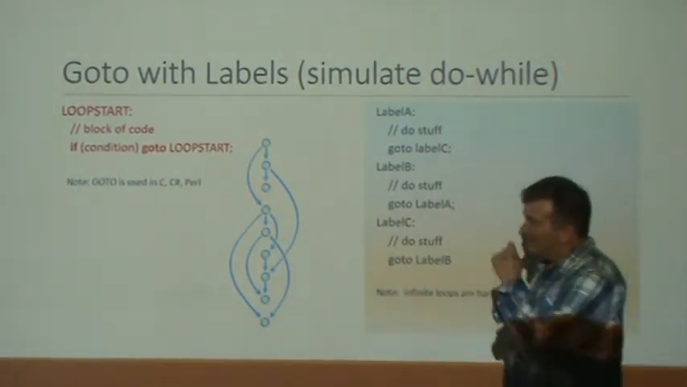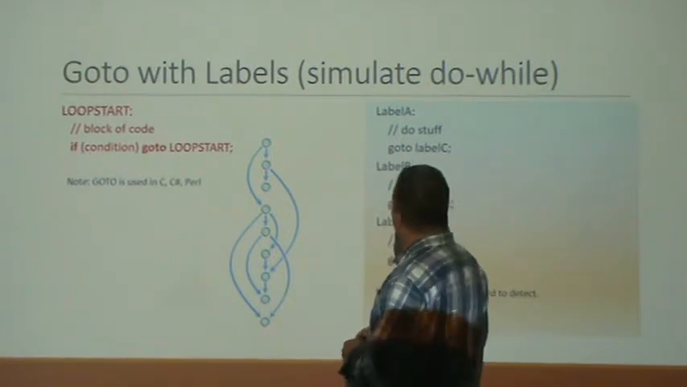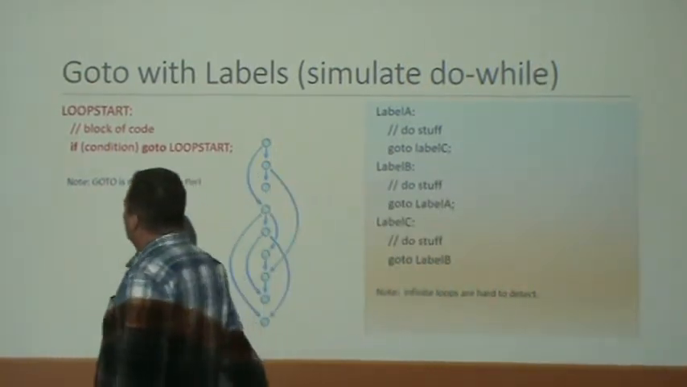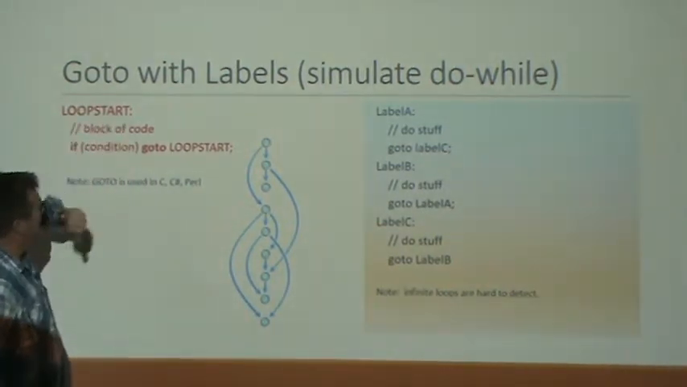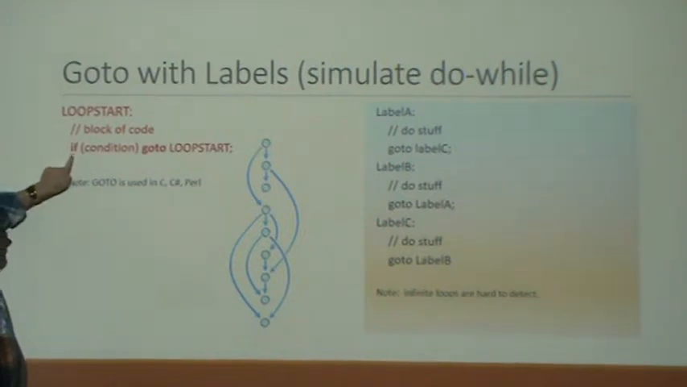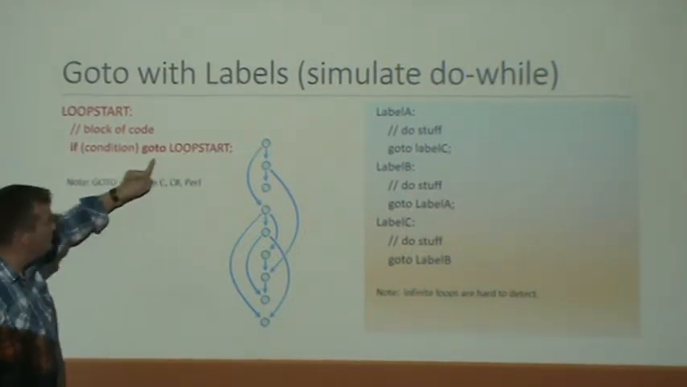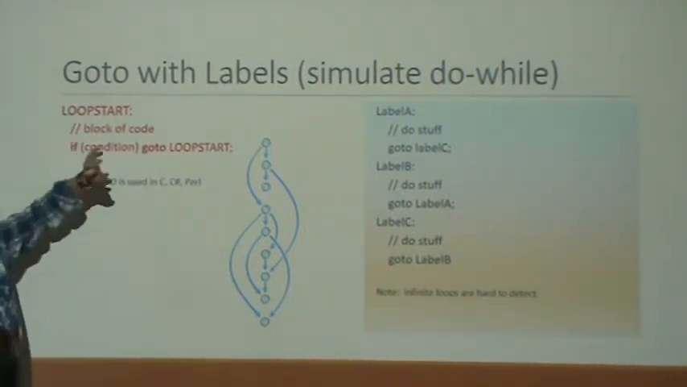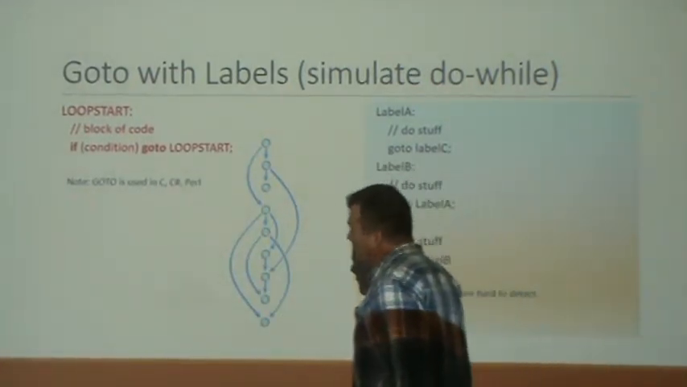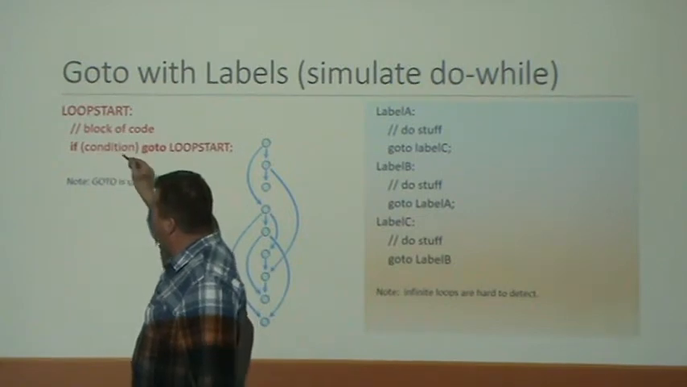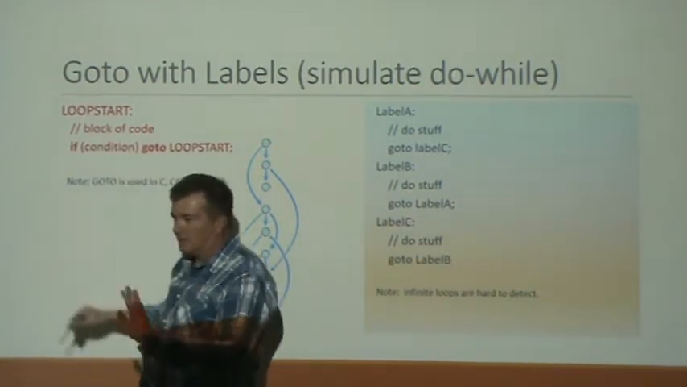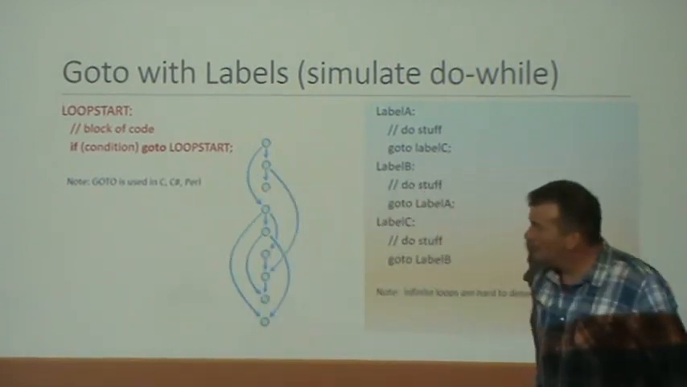So the idea is like this. You could say go-to with labels. You could simulate the do while. So you could say loop start, write a block of code, and then say if condition is true, go to loop start. So that's effectively just another way of writing a do while loop. Right? And you have a block of code, and then you say, hey, if this condition is true, do it again. And just keep doing that. Right? Very similar to a do while.